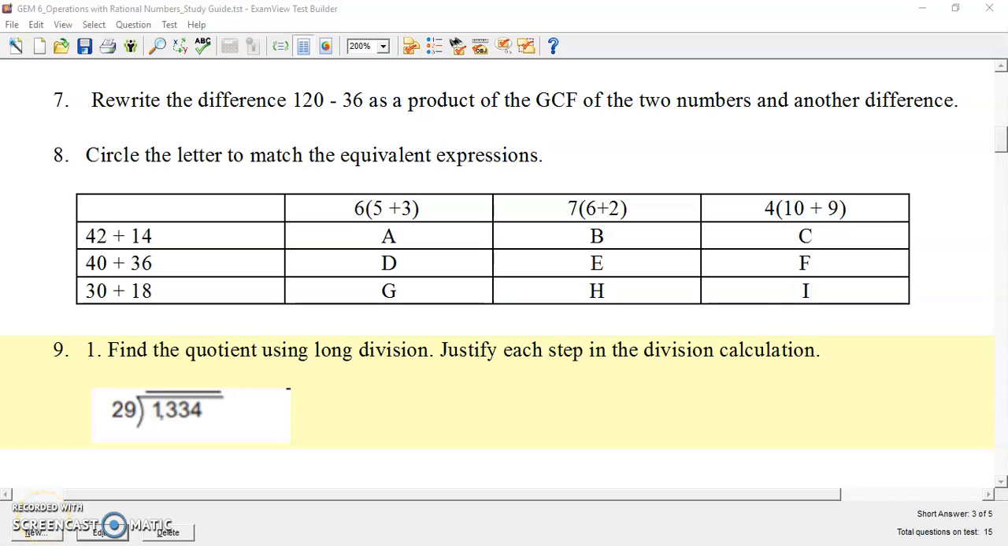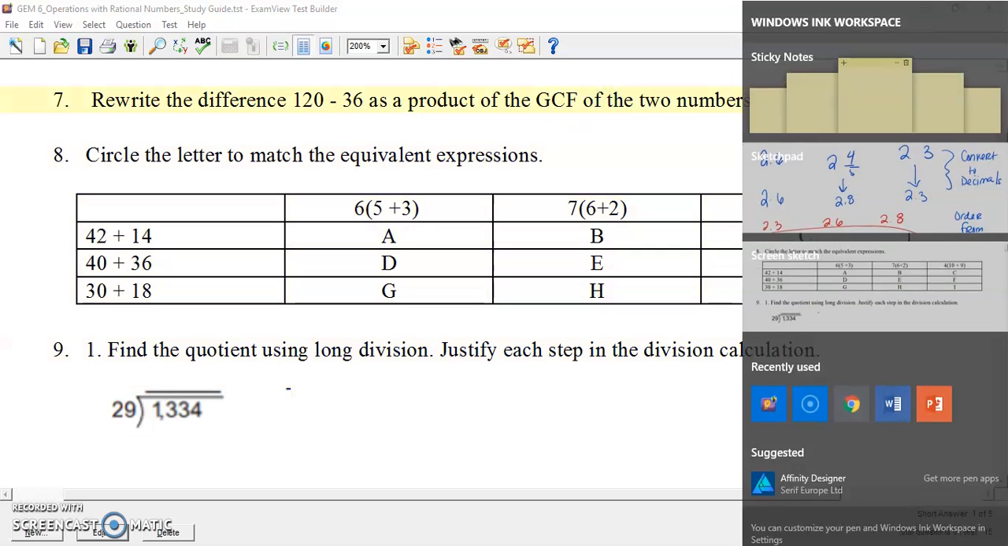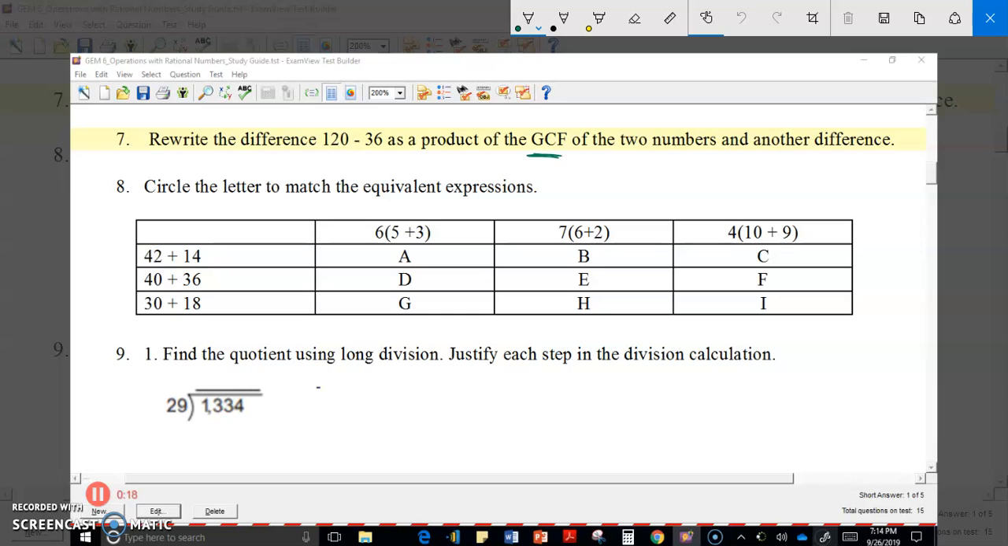Okay, this is a continuation of the video on our study guide for operations with rational numbers. We're going to rewrite the difference of 120 minus 36 as a product of the GCF of the two numbers and another difference. Now, in order to do that, you need to first determine the GCF. What is this going to be? Well, what is the GCF of 120 and 36?